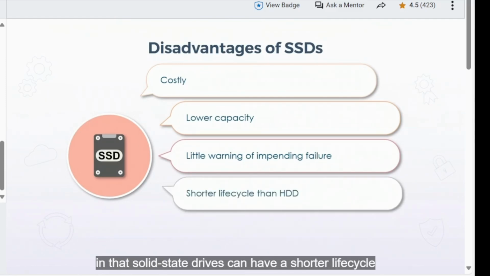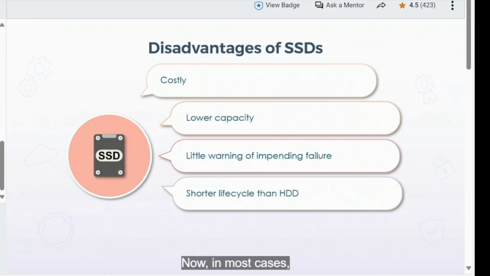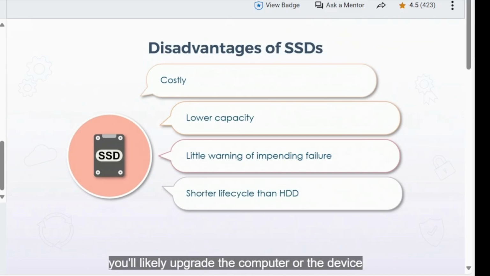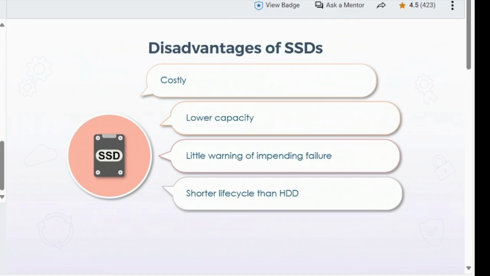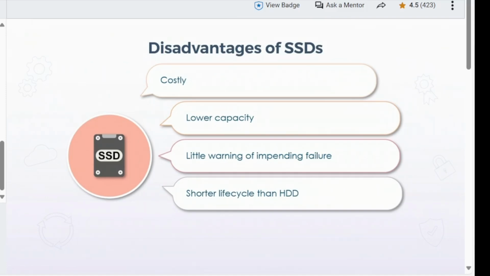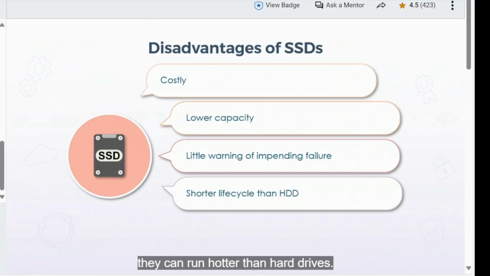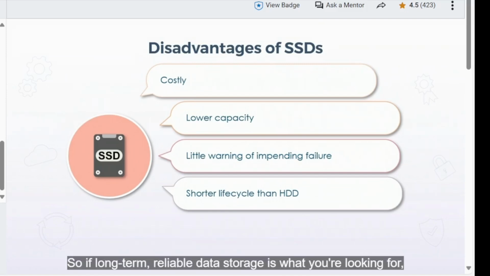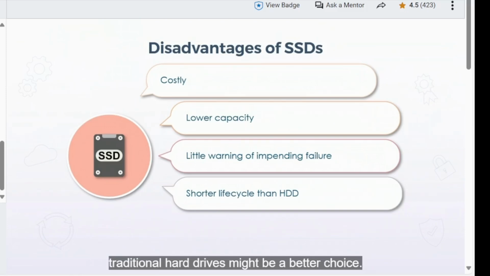Now, this is the disadvantage I said I would come back to, in that solid-state drives can have a shorter life cycle than hard disk drives with respect to how long data can be reliably stored. Now, in most cases, you'll likely upgrade the computer or the device before deteriorated data becomes an issue. But because solid-state drives are just tightly packed memory circuits, they can run hotter than hard drives. So over time, they're still subject to wear and tear just like traditional hard drives. So if long-term, reliable data storage is what you're looking for, traditional hard drives might be a better choice.